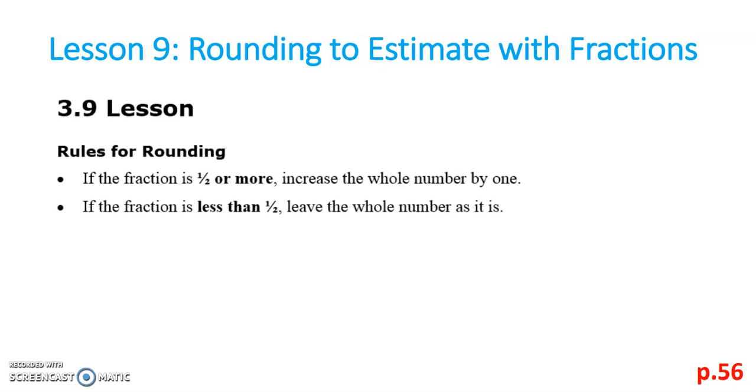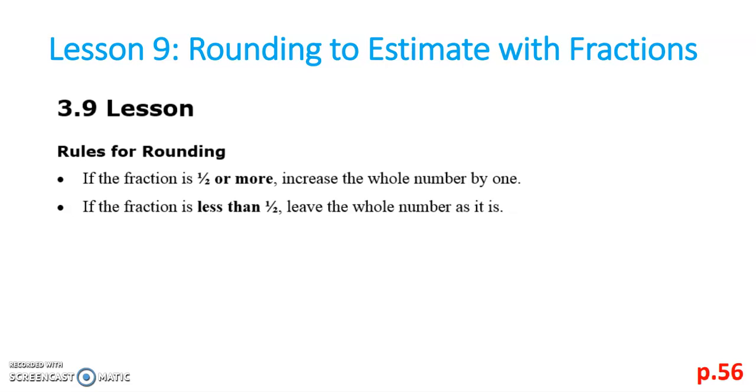The rules for rounding for fractions are, if the fraction is half or more, we increase the whole number by 1. If the fraction is less than half, we leave the whole number as it is. And this is consistent with the rules of rounding we learned with whole numbers.